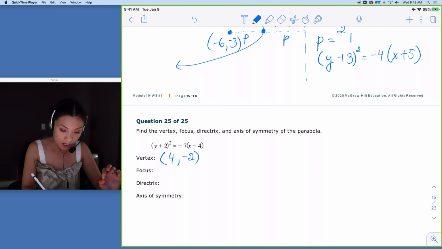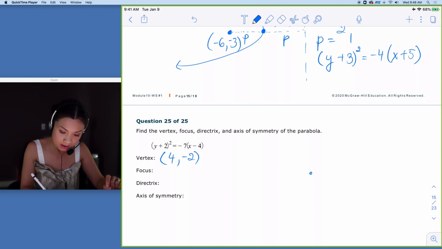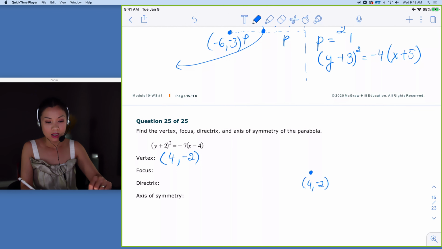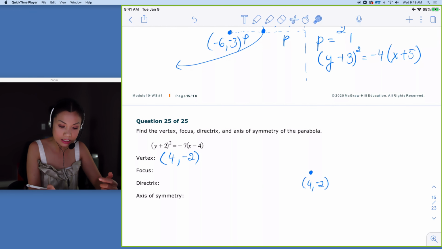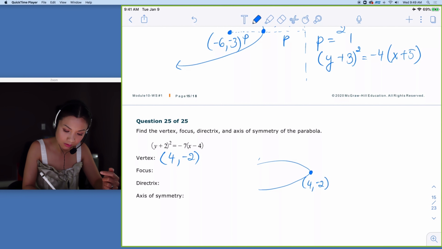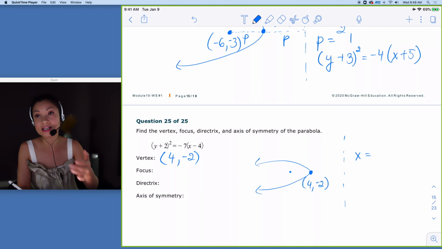Just like the previous problems, how about we try to visualize it? So let's say this is 4 and negative 2, you see right here we have negative 7. So I know that the parabola is going to open to the left. Like that. Okay, so the focus is right here. Directrix is right here. So now I know the directrix is going to be x equals something. Right? And then the focus is going to be a different x and the same y.